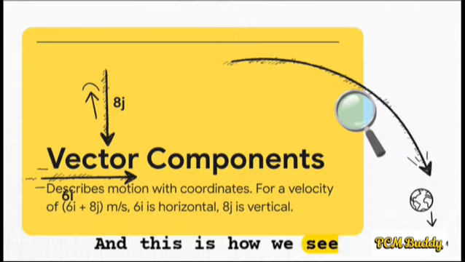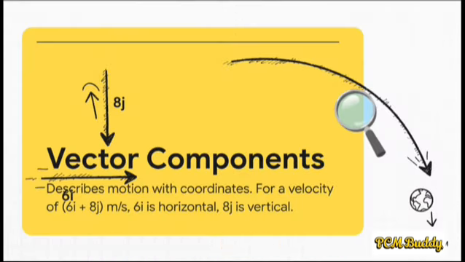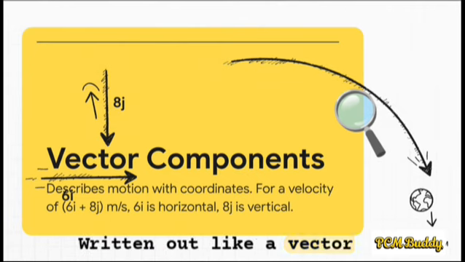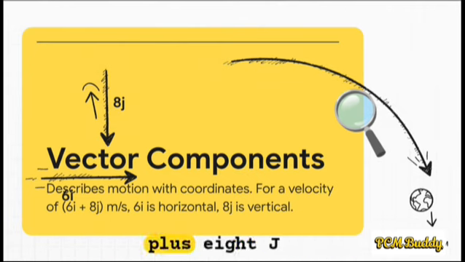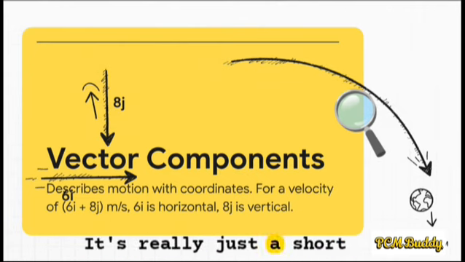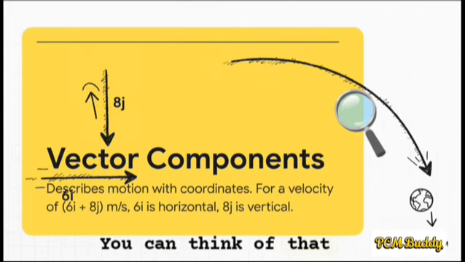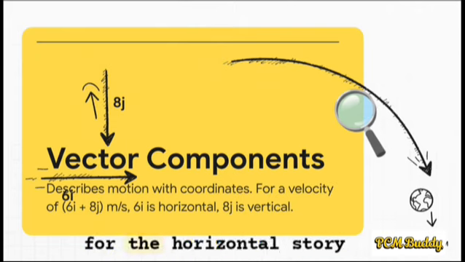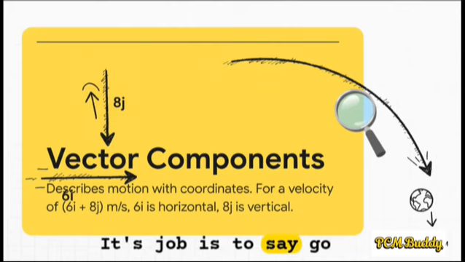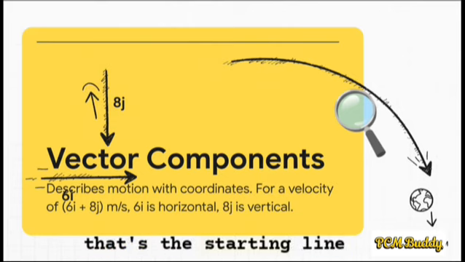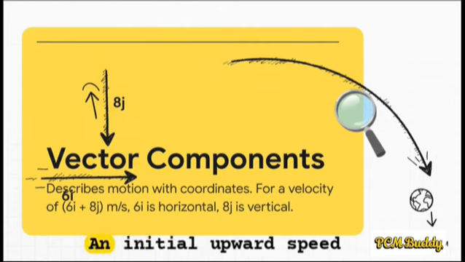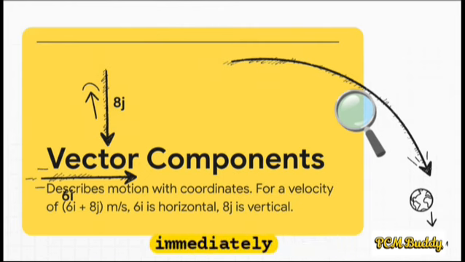And this is how we see it written down in the math, right? When you see a velocity written out like a vector, something like 6i plus 8j, it's really just a shorthand way of telling both of those stories at once. You can think of that 6i bit as the script for the horizontal story. Its job is to say, go forward at a steady 6. And the 8j part, that's the starting line for the vertical story, an initial upward speed of 8 that gravity is going to start messing with immediately.